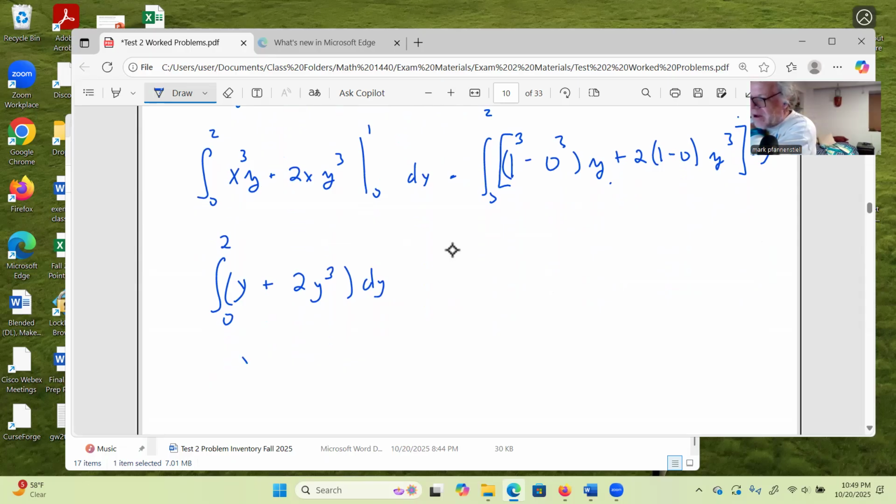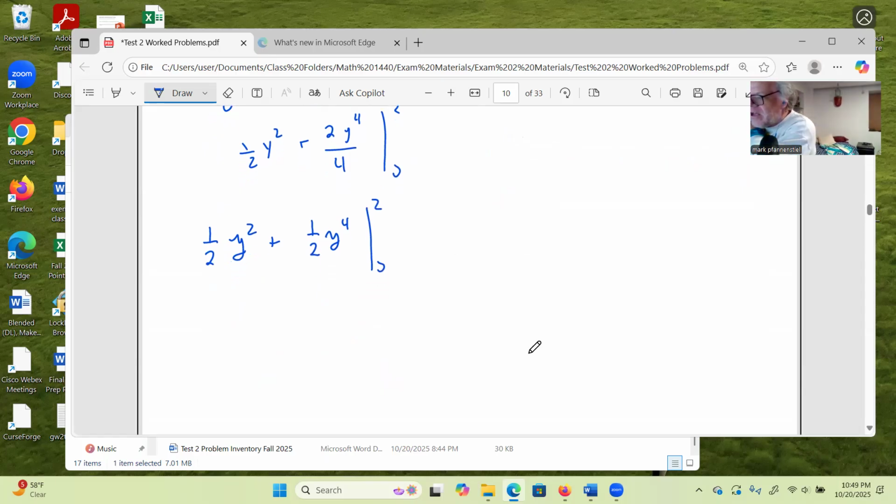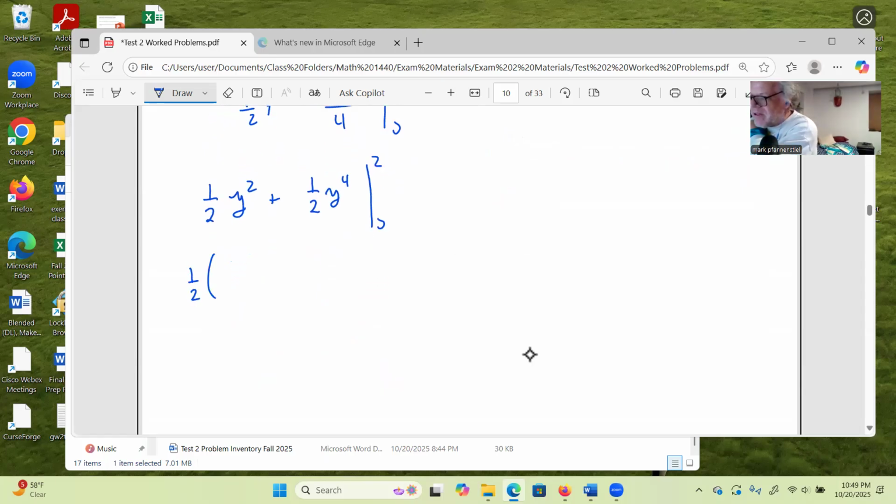So we have y² over 2, plus 2y⁴ all over 4, going from 0 to 2. Let's see what's going to happen with that. We have 1 half y², and 2 over 4 is also 1 half y⁴, going from 0 to 2. So we can go ahead and plug that in. We have 1 half times (2² minus 0²), plus 1 half times (2⁴ minus 0⁴). And then we just have to evaluate this.